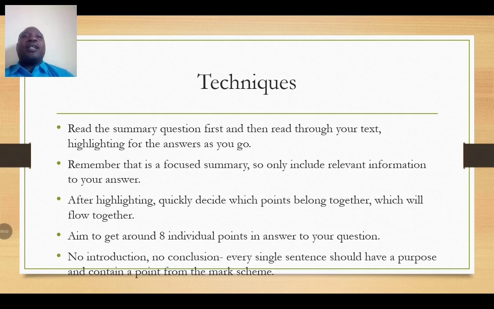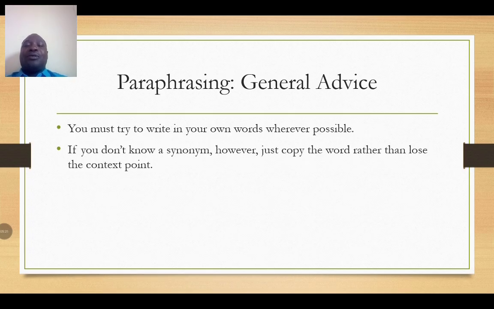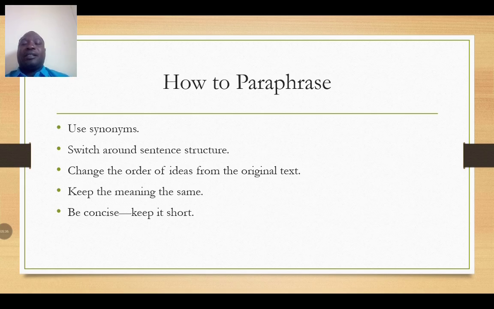What if you can't find a synonym for a word? For example, let's say computer. We do not have a synonym for computer. Just try to change the structure of the sentence. Change a passive to active and active to passive. So, you must also try to write in your own words, as stated earlier on. And if you don't know a synonym, just copy the word rather than lose the content points.